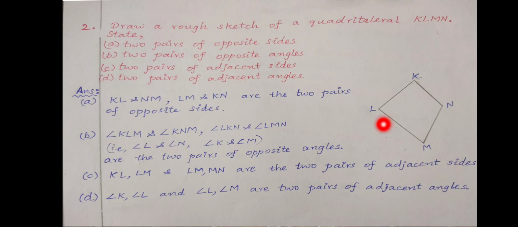Next, two pairs of adjacent angles. Angle K and angle L are adjacent to one another. So, this is a pair of adjacent angles. Angle L and angle M is another pair of adjacent angles. You can write angle M and angle N, angle N and angle K. You can choose as you wish, but they should be adjacent to one another. Okay, I hope it is clear now.